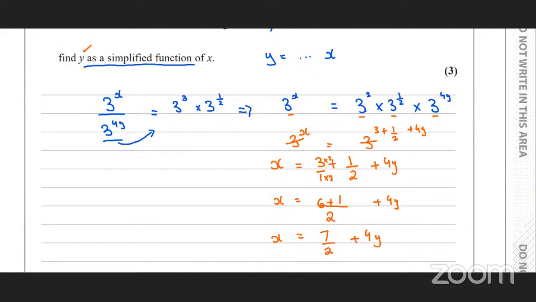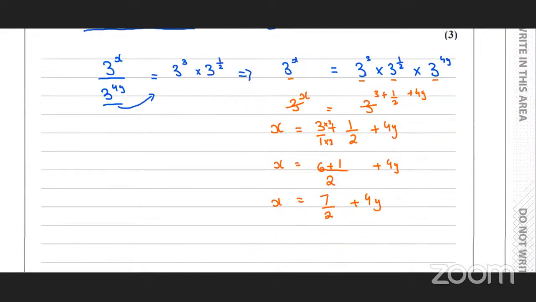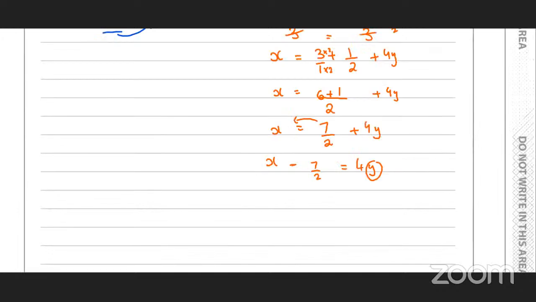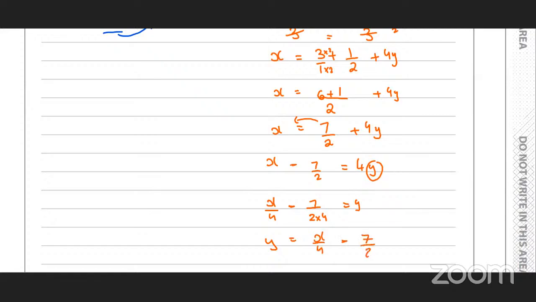Now what do I do? I have to take the 7 by 2 to the other side. That is going to give me x minus 7 by 2 equals 4y. And finally, since I want y as the subject, I will divide by this 4 as well. This time I am going to get x by 4 minus 7 by 2 divided by 4, that equals y. And I can rewrite it as y equals x by 4 minus 7 by 8.